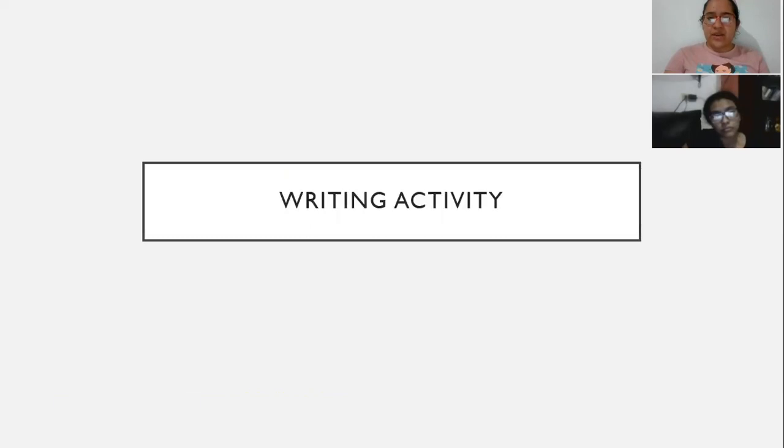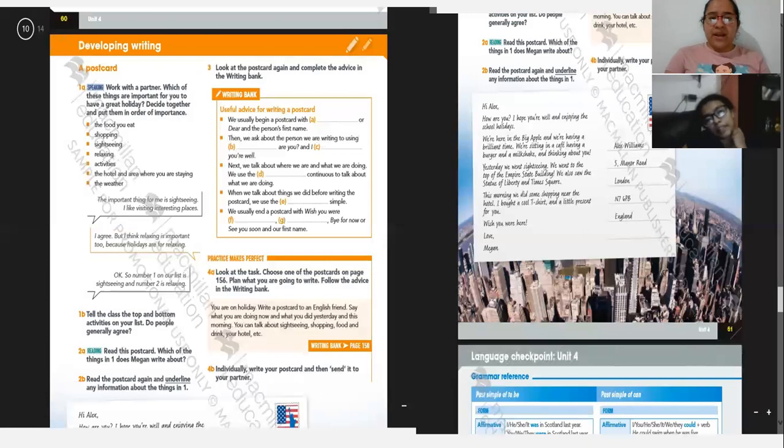The third activity is a writing activity. Here it could maybe be more abstract, because first the students need to order some words to make the postcard, but then they need to follow the instructions, and with these words they need to create a postcard.